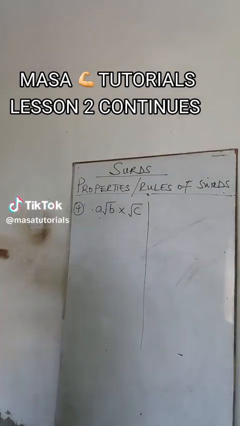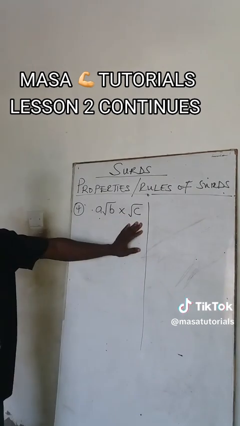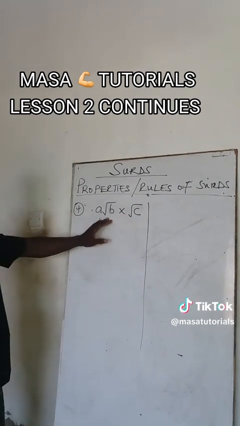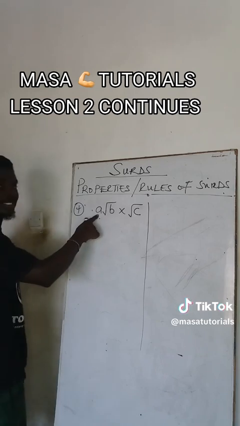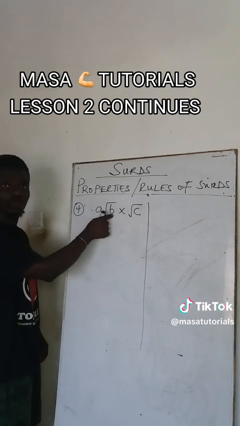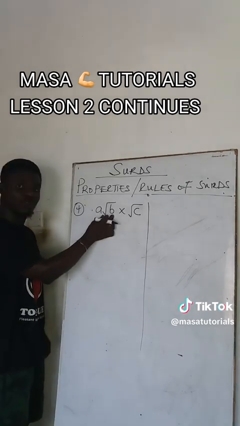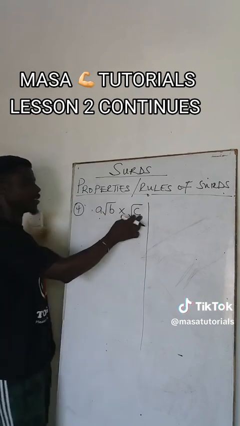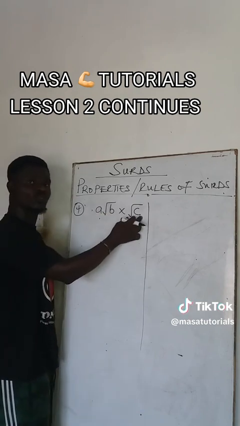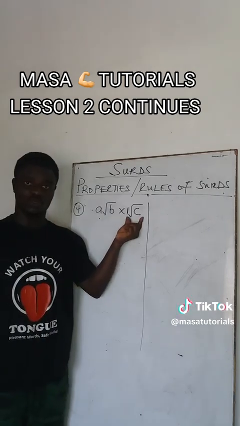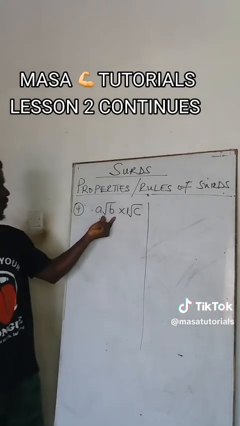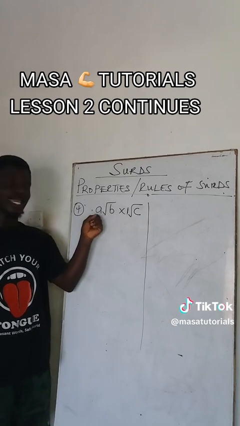Now for this we have a square root of b times square root of c. When it happens like this, a is the coefficient of square root of b, and the coefficient of square root of c is 1.